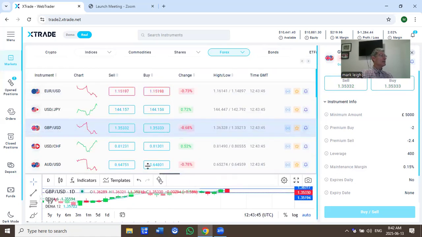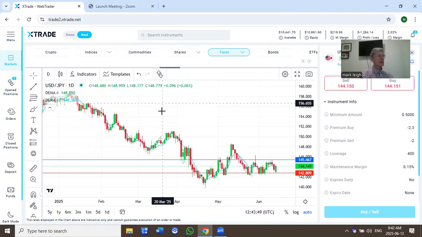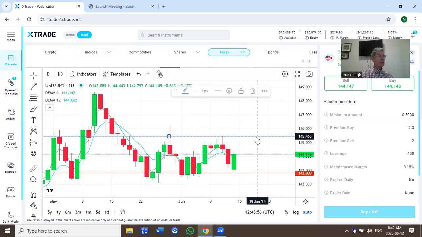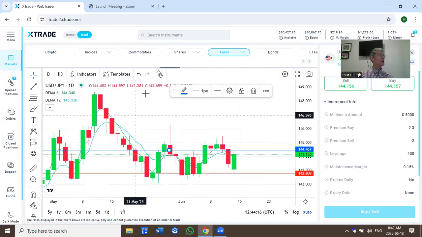US dollar yen. There's the US fight back off support at 142.80. And today's resistance sitting at 144.46. US dollar strength will be testing the 144.46, looking up to 145. US dollar weakness, yen strength bouncing down off this resistance area and back to the 143 or below.